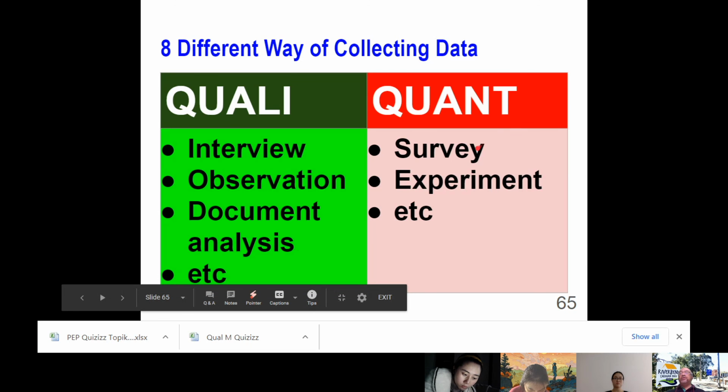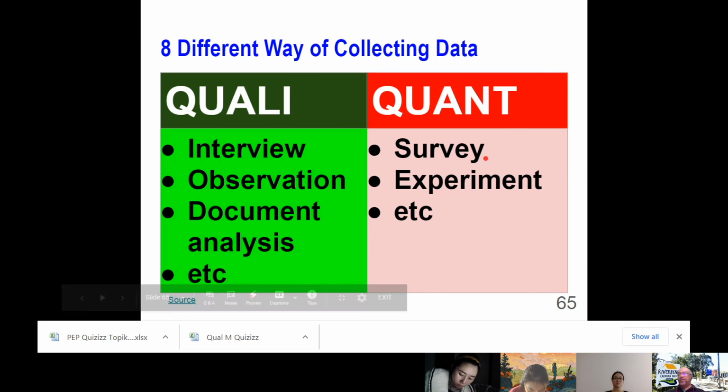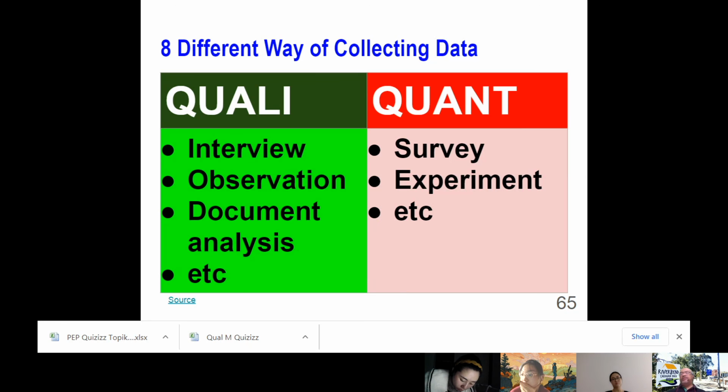For quantitative, you do the survey. How to do the survey? You have your questionnaire, and then you distribute it to other people and ask them to fill it in. After that, you collect the questionnaires and enter the data in SPSS. Do you know SPSS? It is software to analyze the data.